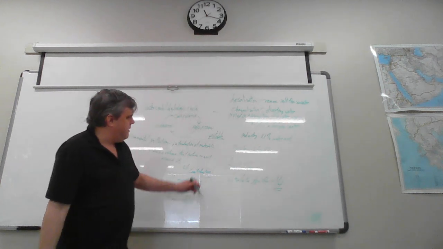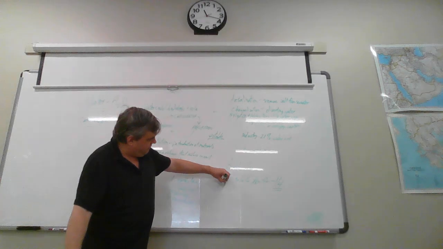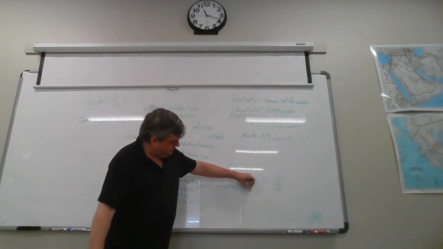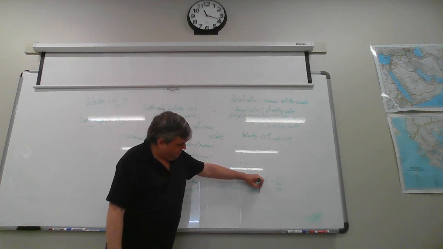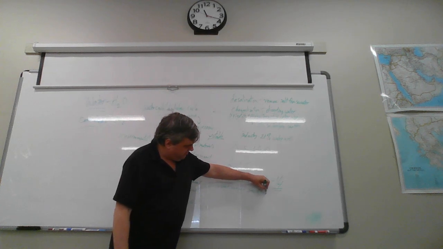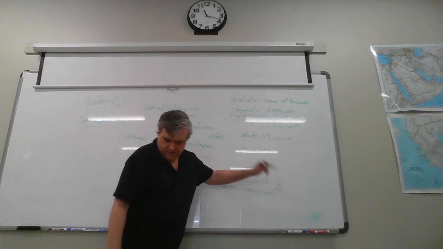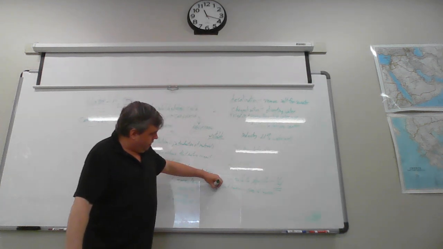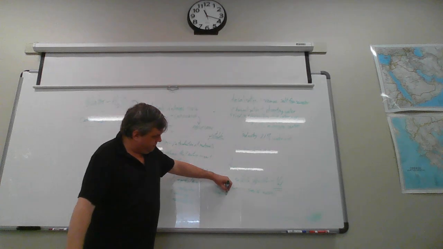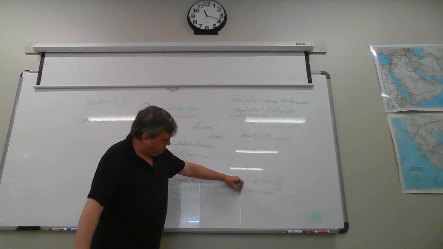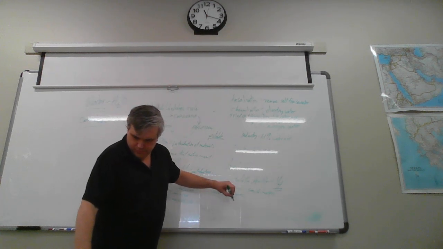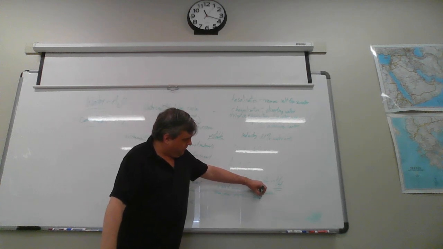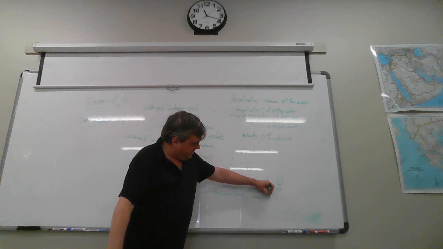Now, you also have the idea of point sources, specific locations where pollution originates, and non-point sources, pollution that is more diffuse and more difficult to contain.